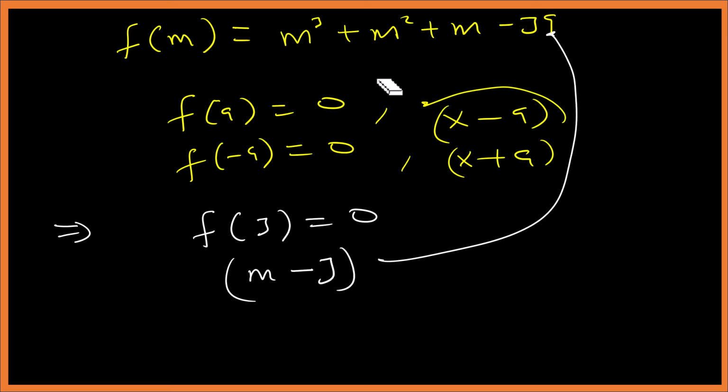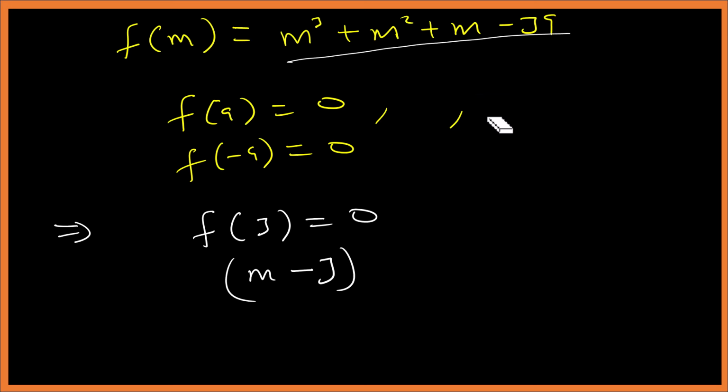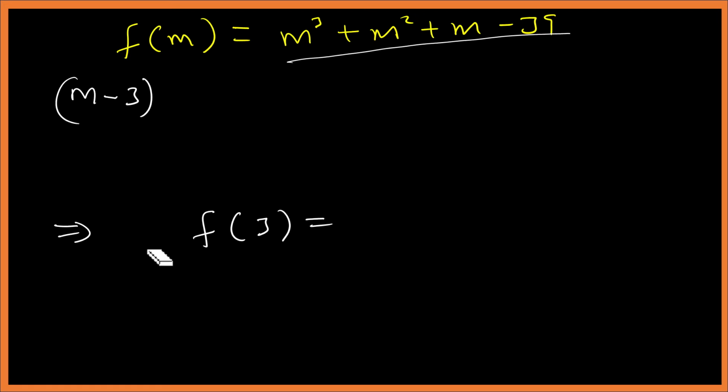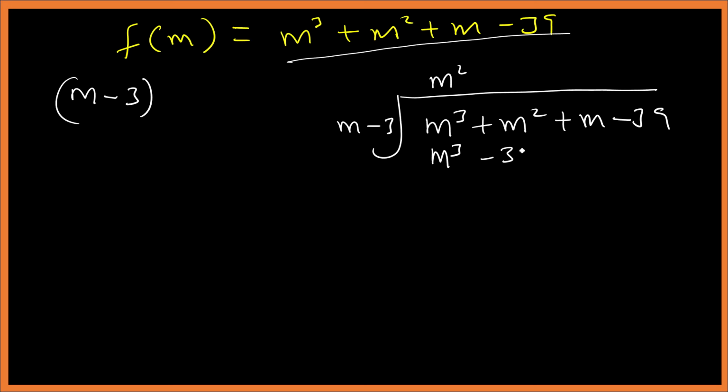So once we know the first factor, we can get the other factors by dividing this by the first factor. Since m minus 3 is the first factor, now let's get the other factors. So we have m cubed plus m squared plus m minus 39, divided by m minus 3. So m cubed on m will be m squared. m squared times m is m cubed. m squared times minus 3 will be minus 3m squared.